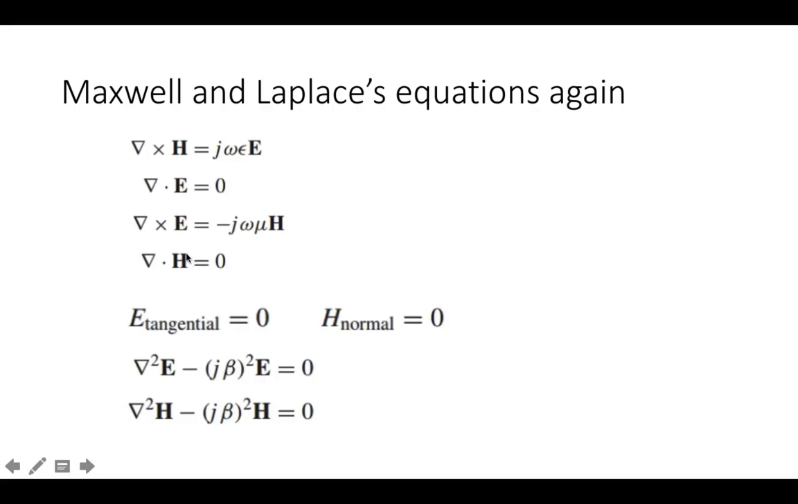Divergence of E and divergence of H are both 0. We're assuming a source-free region, so we have no charge or current distributions. The boundary conditions remain the same: the tangential E field has to be 0 and the normal H field has to be 0 at a conductor boundary. So we can rewrite these equations by combining, as we did in the past, to get Laplace's equation, where this term j beta is what we would have represented as gamma, and then in a propagating wave that has a beta or a k, we would substitute that for gamma.